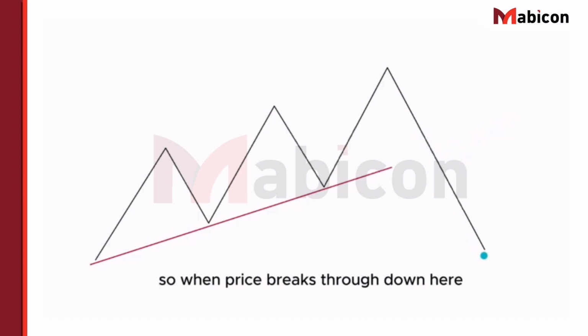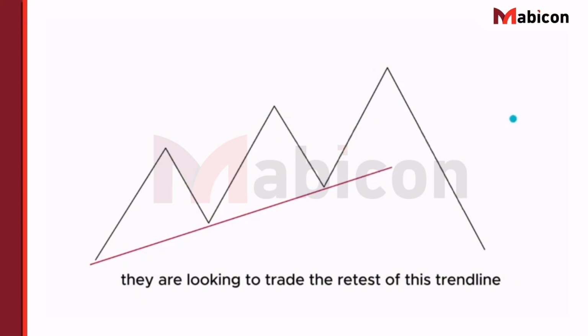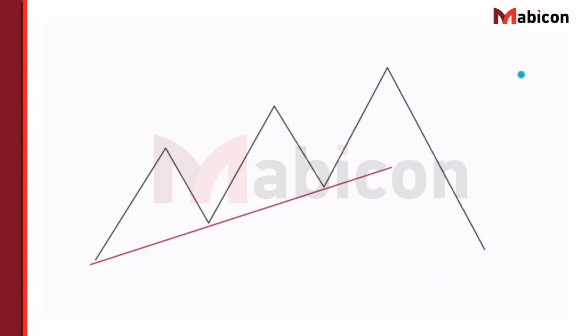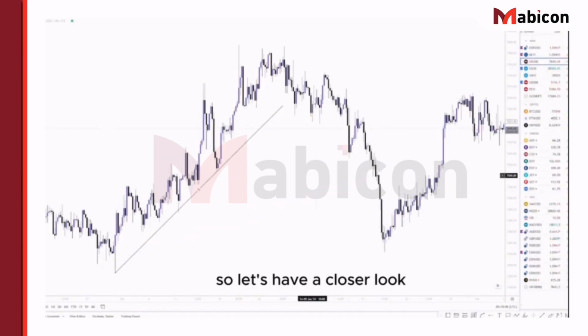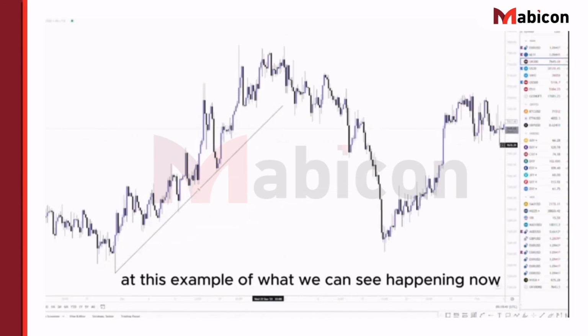So when price breaks through down here and pushes to the upside, it touches the trend line again. Imagine if this line is extending out here. They are looking to trade the retest of this trend line, and when price pushes to the upside, they then get taken out. That is the liquidity taken from the markets. So let's have a closer look at this example of what we can see happening now.